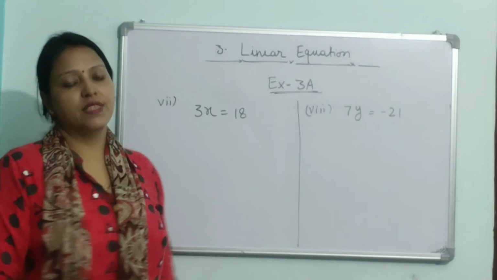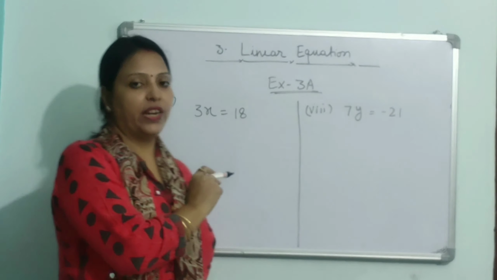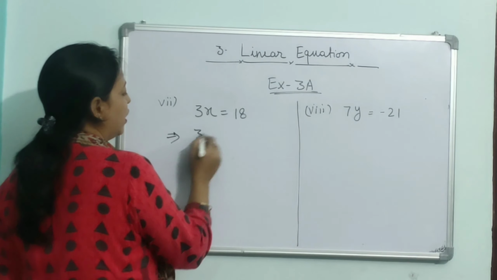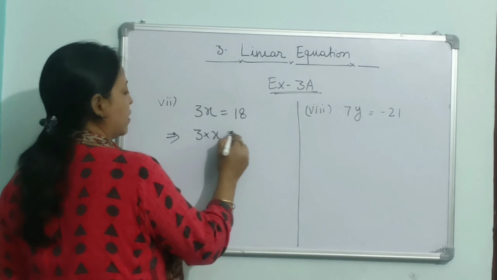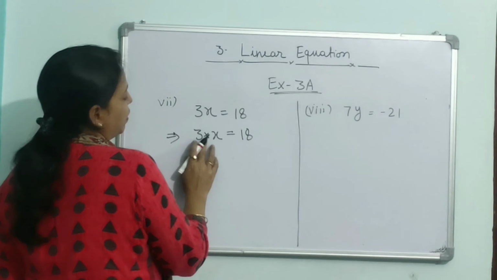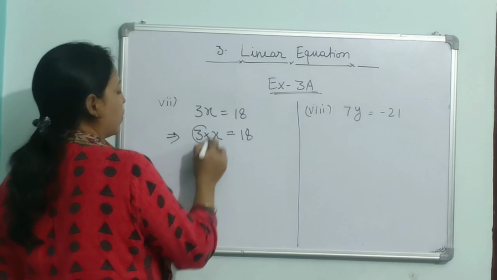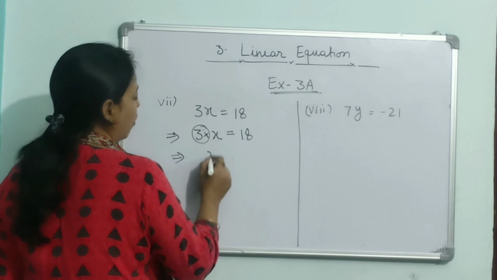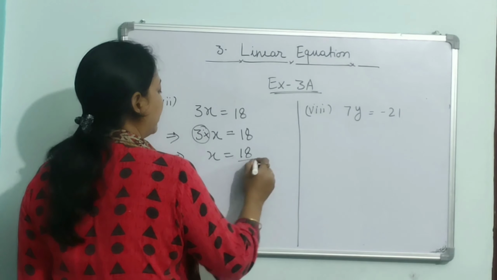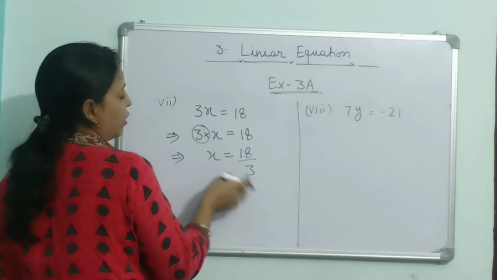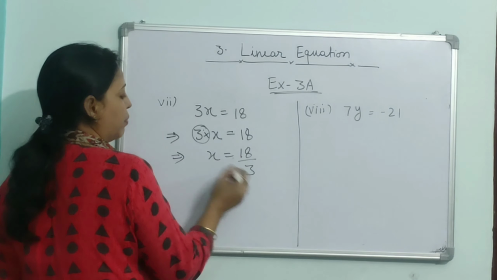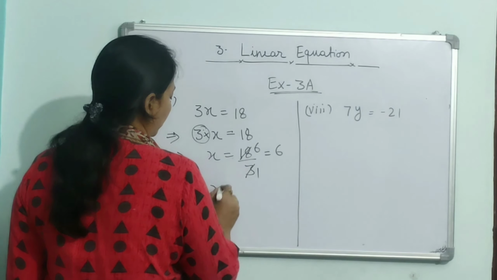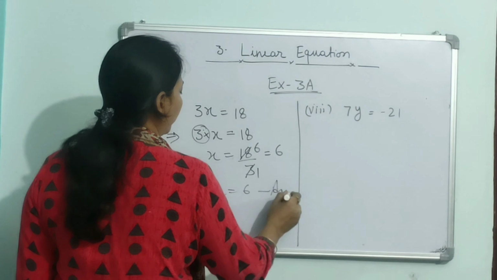Next, question number 7. 3x is equal to 18. So how to solve this question? Here 3x means 3 into x. Actually this is 3 into x is equal to 18. Into means it is multiplication, and when you transfer this 3 to the other side, this will change into division. So x is equal to 18 divided by 3. 3 ones are 3, 3 6s are 18. x is equal to 6. This is your answer. I hope you have understood verification.